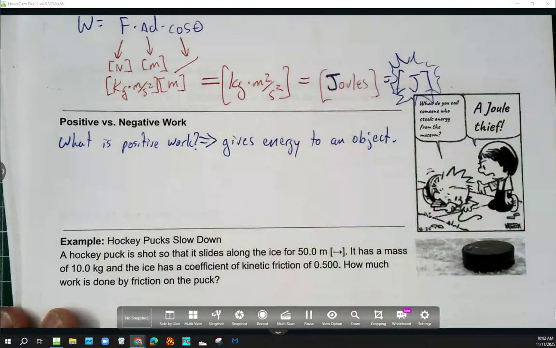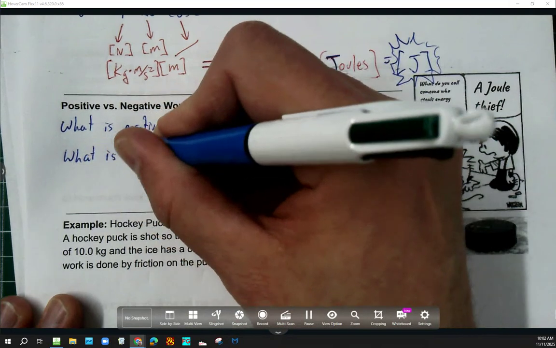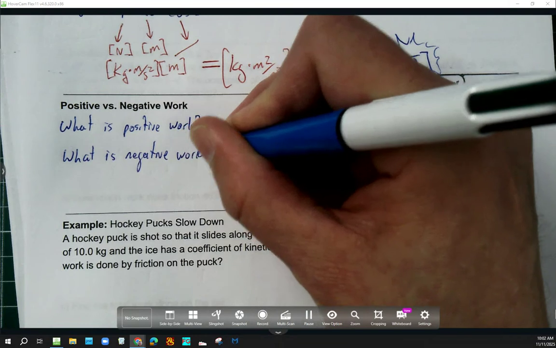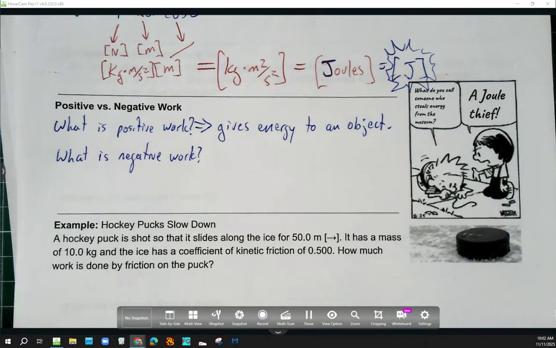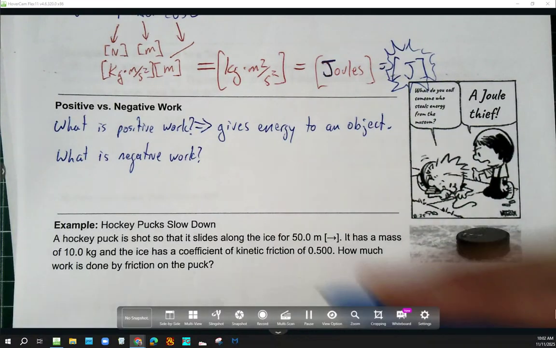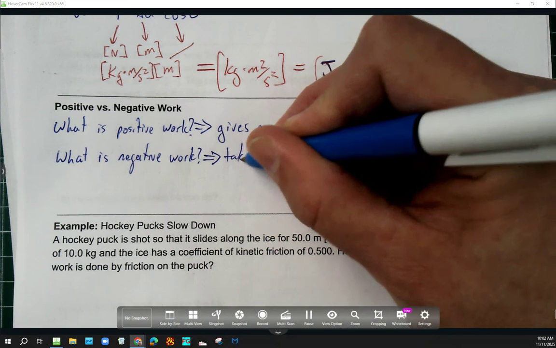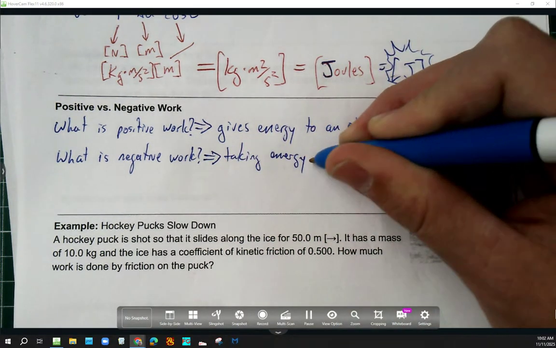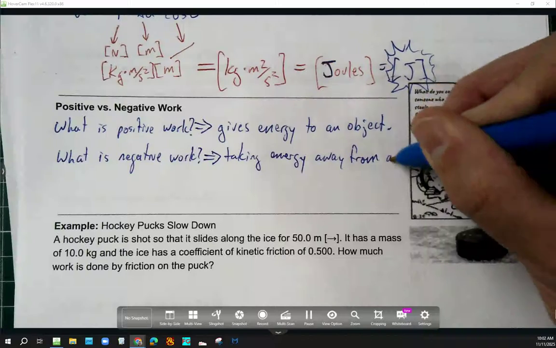So I might ask you, you probably could guess, what is negative work? Takes energy away. What do we say? Takes energy away from an object. Got the answer. Takes energy away from the object. Does that seem like a reasonable opposite? Yeah. So taking energy away from an object or system.